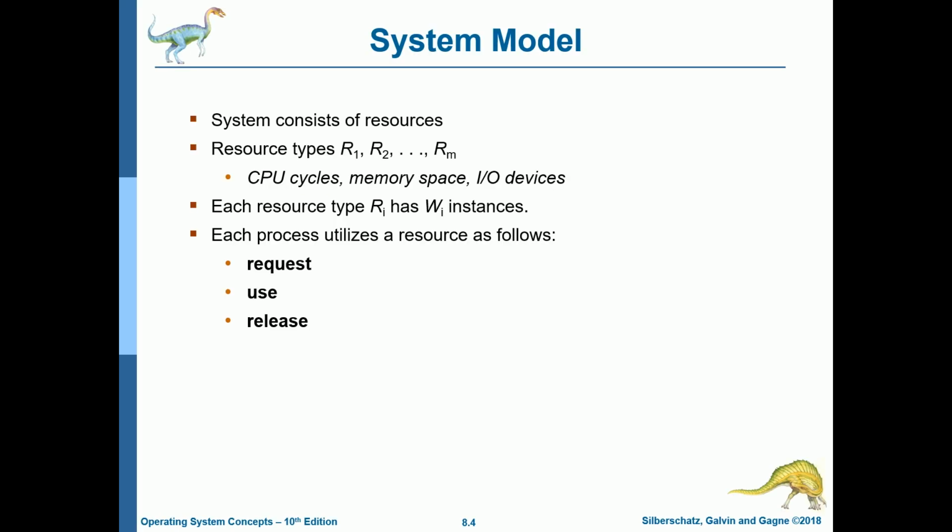Let's consider this system model. A system consists of a finite number of resources to be distributed among a number of competing threads. The resources may be partitioned into several types or classes, each consisting of some number of identical instances. For instance, these could be CPU cycles, files, and I/O devices. If a system has four CPUs, then the resource type CPU has four instances. Similarly, the resource type network may have two instances.